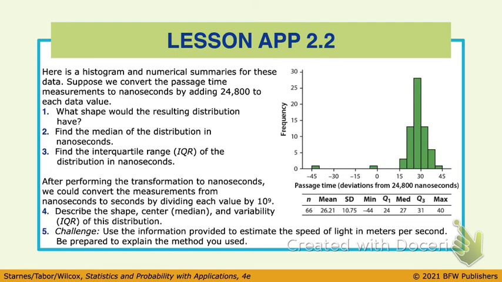Here is a histogram and numerical summaries for these data. Suppose we convert the passage time measurements to nanoseconds by adding the 24,800 to each value in the distribution. We're going to find out what shape the resulting distribution would have. We're going to find the median and the IQR. And then after performing the transformation, we could convert the measurements from nanoseconds to seconds by dividing each value by 10 to the 9th. We're going to describe what that does to the shape, the median, and the IQR, and then we might look at this challenge problem.